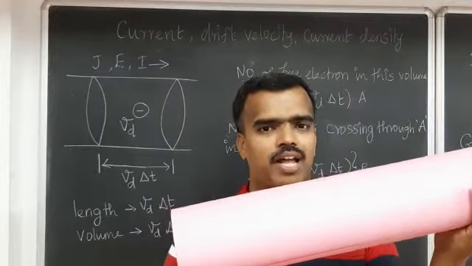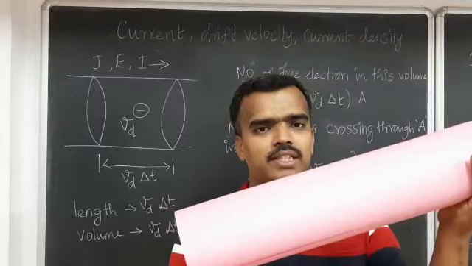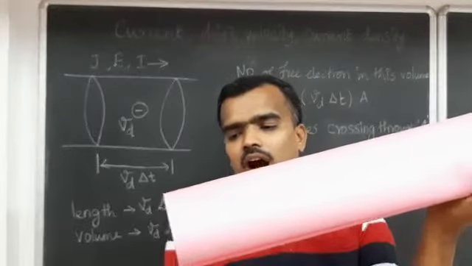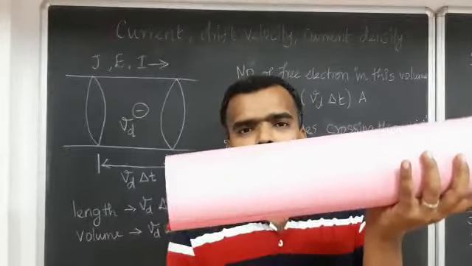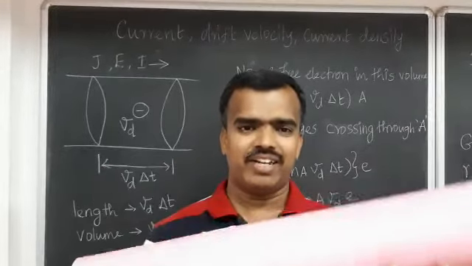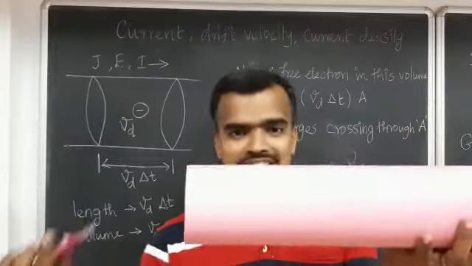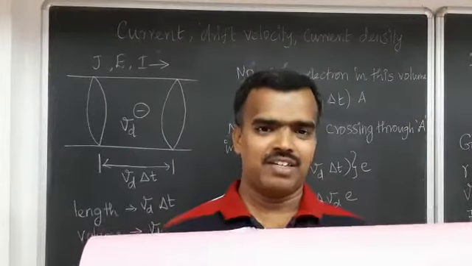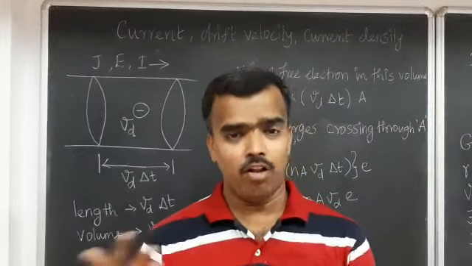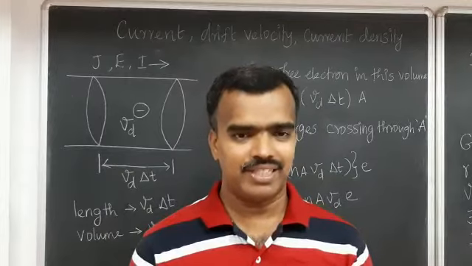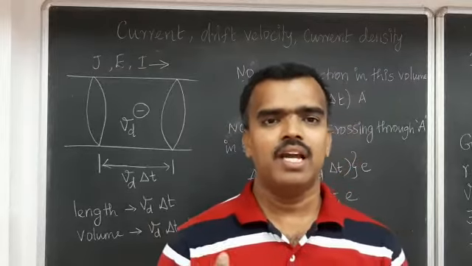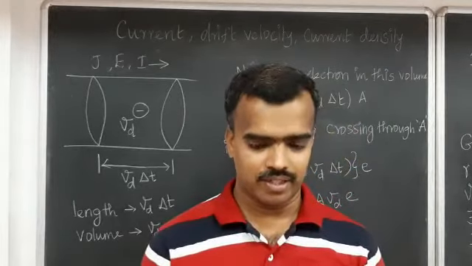So what will happen? No pen is coming now. All those pens are not coming at a time, because each and every electron moves with a different velocity. If you take the average of all those electrons, that is what we call the drift velocity, the average velocity of an electron moving opposite to the applied electric field.